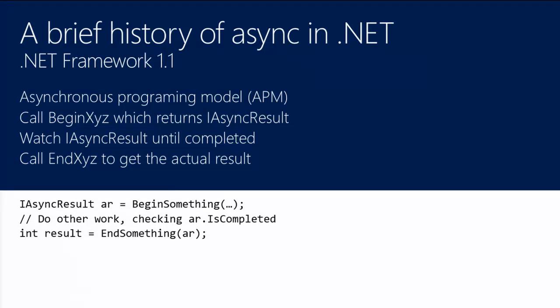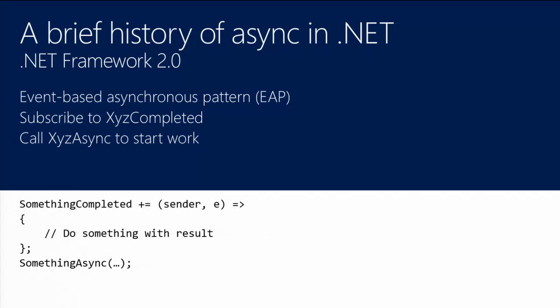In this programming model, I would start by calling a begin method, which would give me back a result. I would then need to write code to continually poll this result until I saw that it was completed, and then I could go ahead and call the corresponding end method, passing in the result, to get back the actual result to use in my application. This is complicated to work with, right? Nobody wants to write code that has to continually poll something to work out when it's completed.